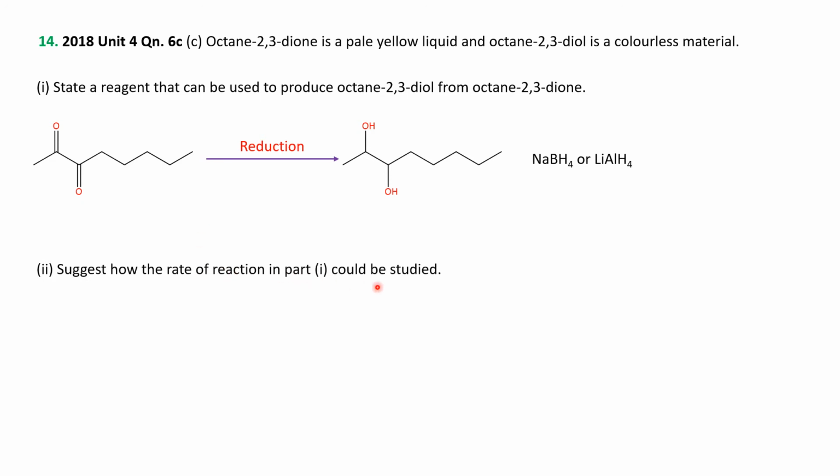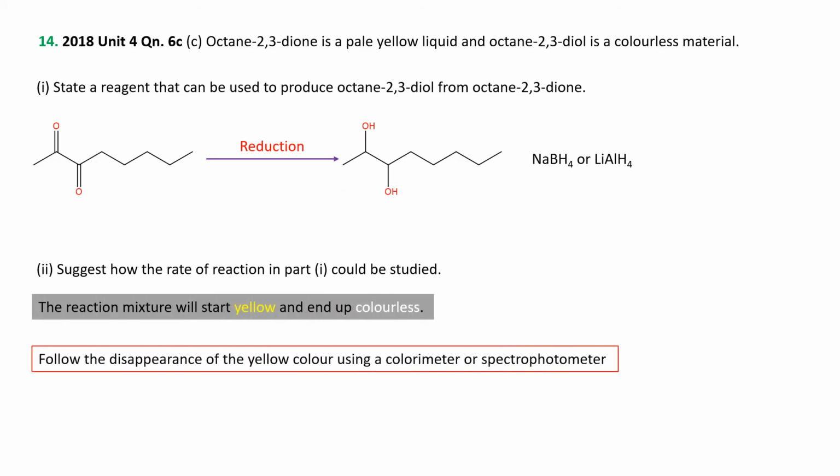How could you study the rate of reaction in part 1? Well, you're starting with a yellow, you're ending up with a colorless, so therefore you can just follow it using a colorimeter or a spectrophotometer, depending upon how much money your school has.